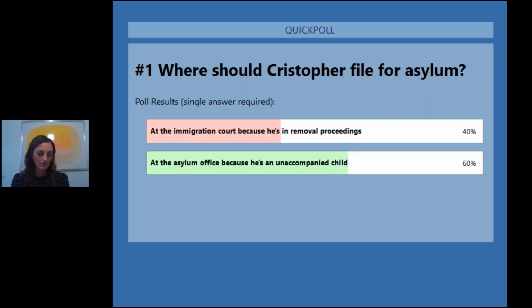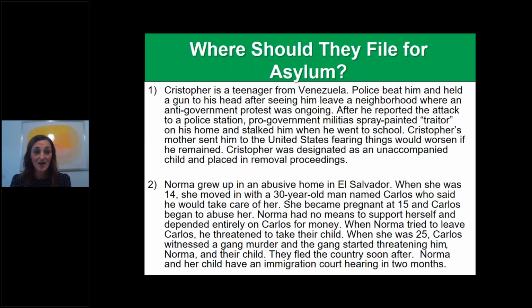Okay, the poll is closed, and it looks like 40% thought that Christopher should file at the immigration court because he's in removal proceedings, and 60% said at the asylum office because he's an unaccompanied child. So Christopher, because he's an unaccompanied immigrant child, is going to get his first shot filing with the asylum office. Kids are kind of special. Normally, if someone is in immigration court proceedings, they would file with the immigration court. But because Christopher is an unaccompanied immigrant child, he first gets to file with the asylum office. So yay, 60%.